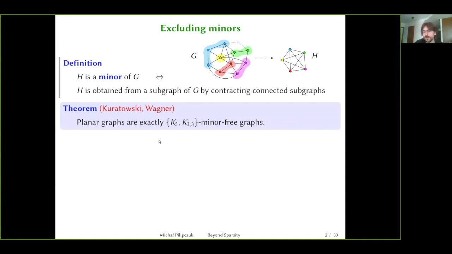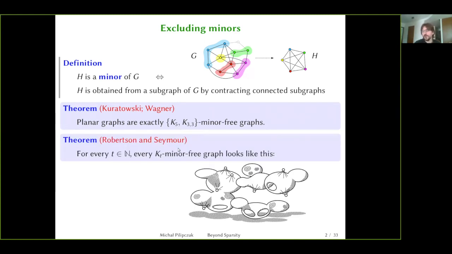The classic Kuratowski-Wagner theorem tells us that planar graphs are exactly the K5, K3,3-minor-free graphs. And there is a whole combinatorial theory around minor-closed classes, with the most important result being the structure theorem of Robertson and Seymour, which morally says that if I fix some t, then essentially K_t-minor-free graphs are topologically constrained graphs. They look more or less like this: they admit tree decompositions into parts that are almost embeddable into some fixed surface.